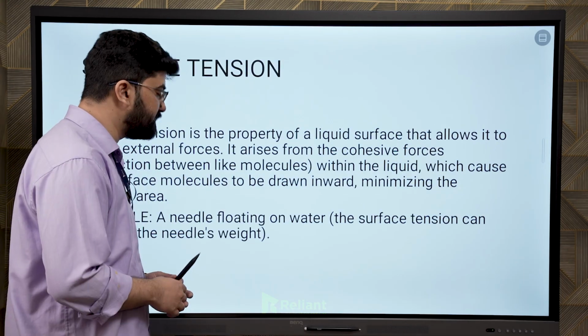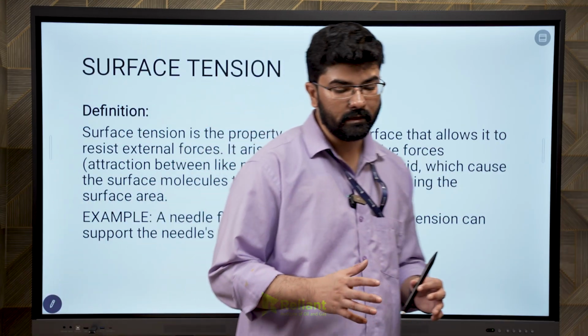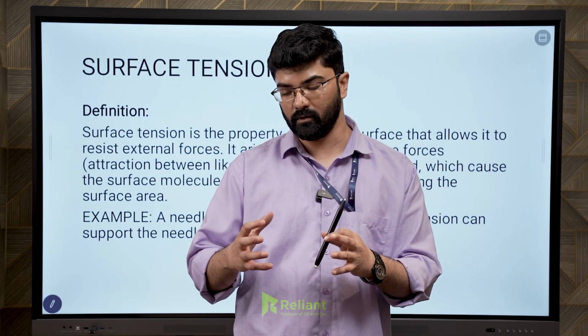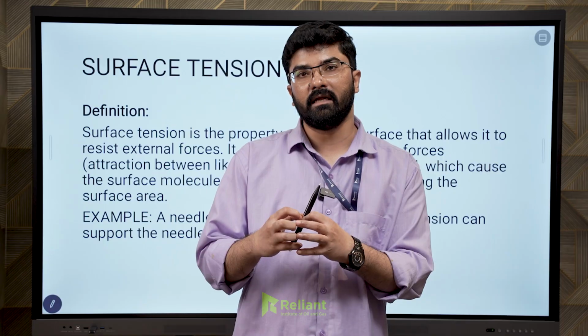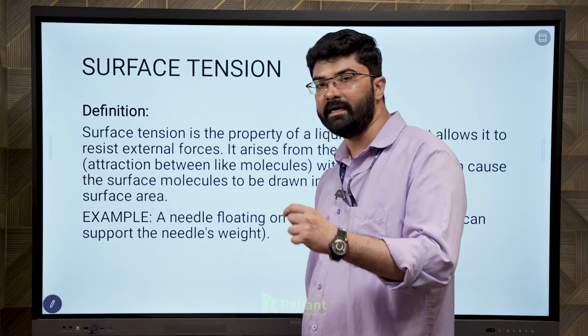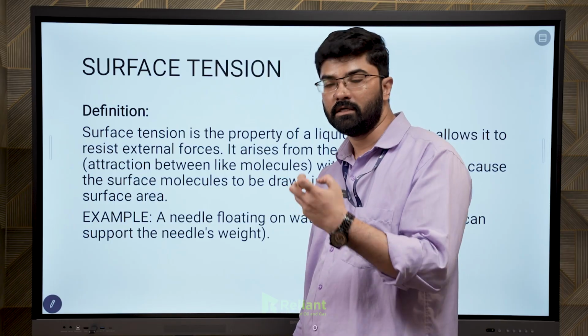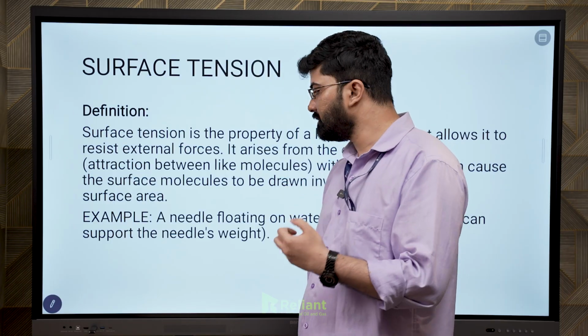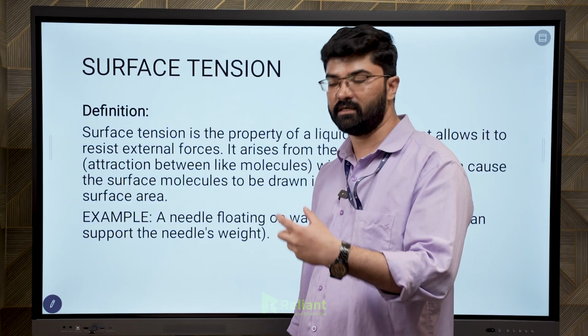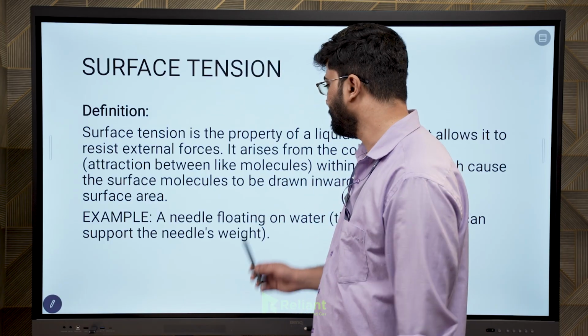So surface tension is a property of a liquid. It is the adherence property. Adherence means how much it is sticking like glue to the surface. An example we can give is a needle floating on the water. The surface tension depends on that. The needle is not entering into the water, it still floats there.